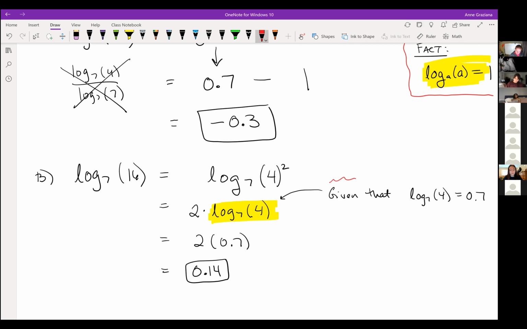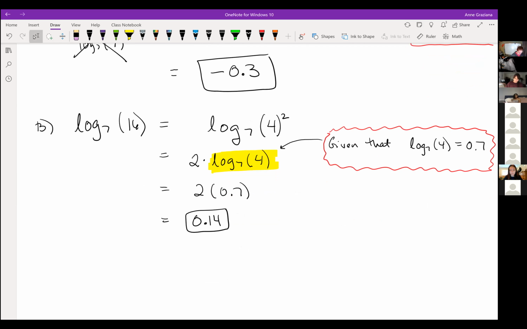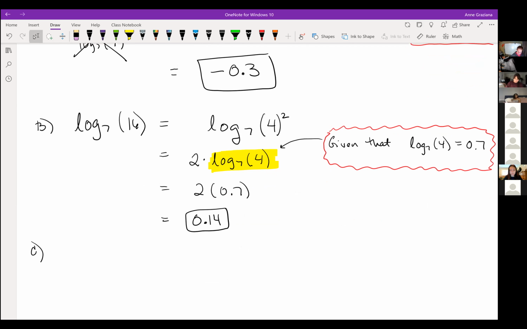Okay, any questions? So you're looking to use the properties so that you can break them apart and use the information you're given. All right, here's another one. Oh, maybe I did multiply that wrong. You're right. I'm sorry, it's 1.4.